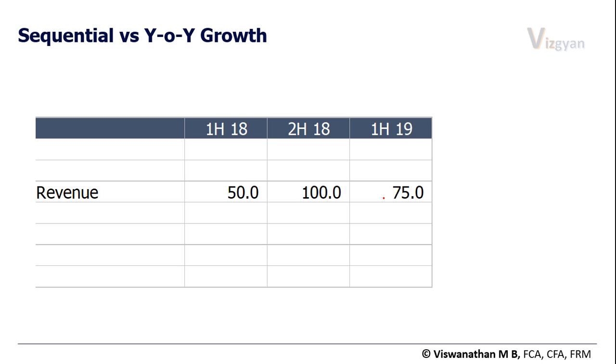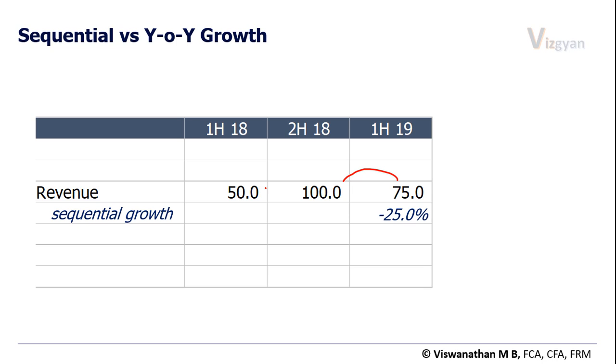So what we have on the screen here is the revenue data across 3 semi-annual periods: first half 2018, second half 2018, and first half 2019. Now if I were to look at the growth rate for first half 2019, one thing I can do is compare the 2019 first half sales with 2018 second half sales. When I compare the two, I notice there is a 25% decline. In other words, a 25 by 100, 25 percentage decline in sales. This can lead us to conclude that the business is on the decline.